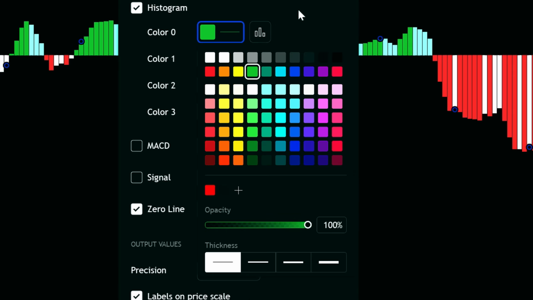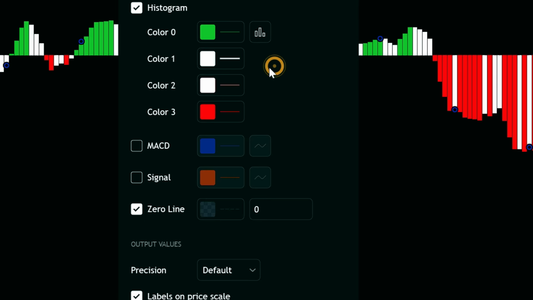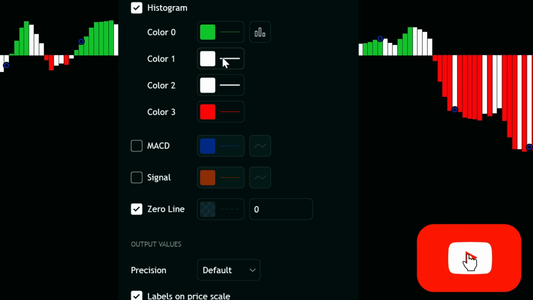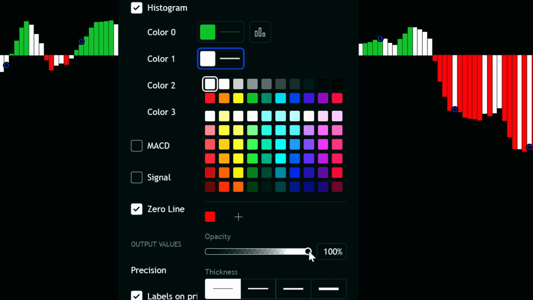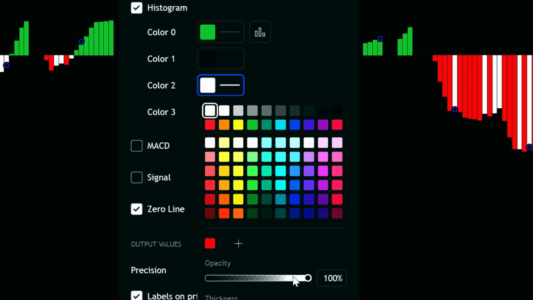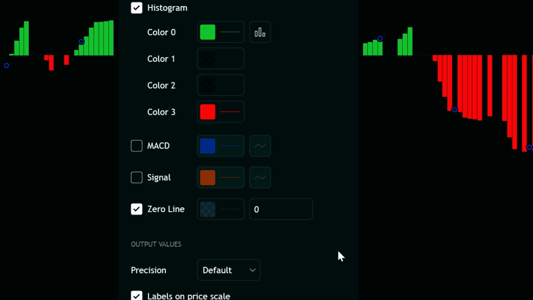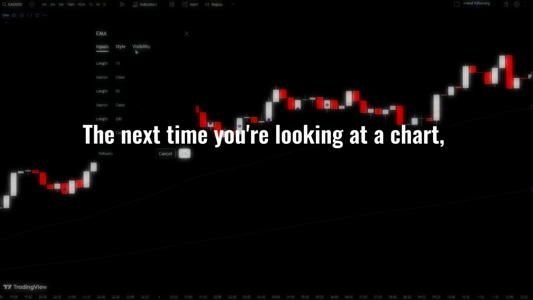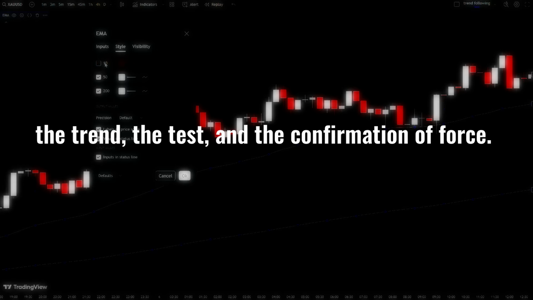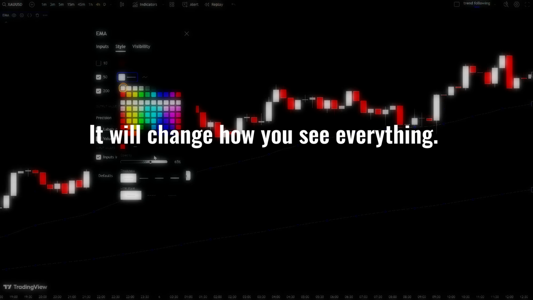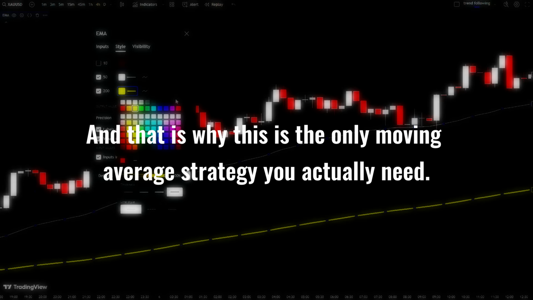So now you have the complete system. The 200 EMA shows you the tide, the 50 EMA gives you the test, and the slowed-down MACD histogram confirms the force. This works because it's logic through a step-by-step filter that removes your emotion and shows you what the market is actually doing. The next time you're looking at a chart, look for the sequence: the trend, the test, and the confirmation of force. It will change how you see everything. And that's why this is the only moving average strategy you actually need.